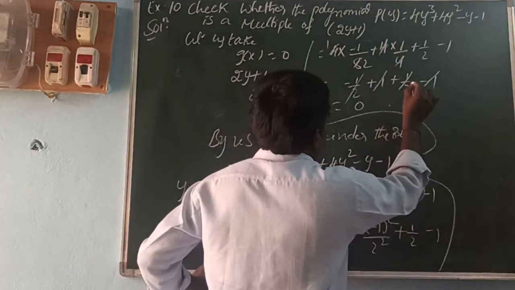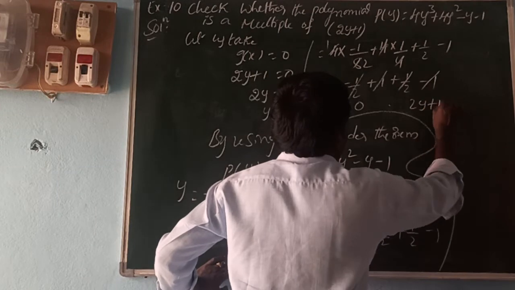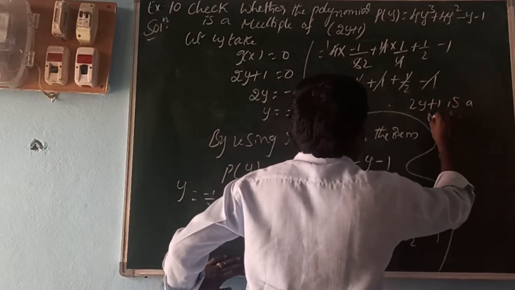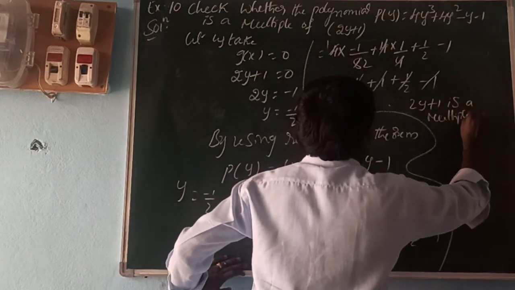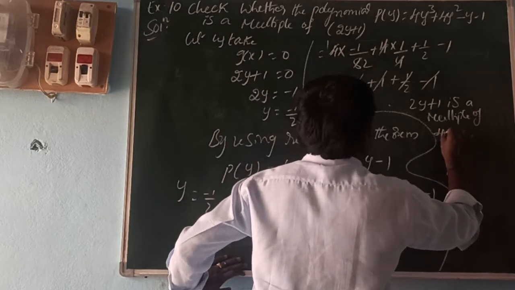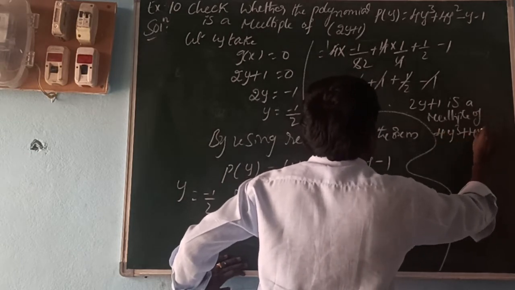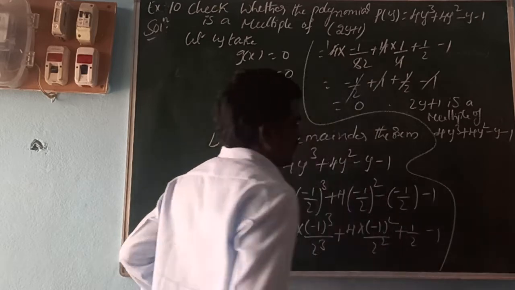So therefore here 2y plus 1 is a factor of 4y cube plus 4y square minus y minus 1.